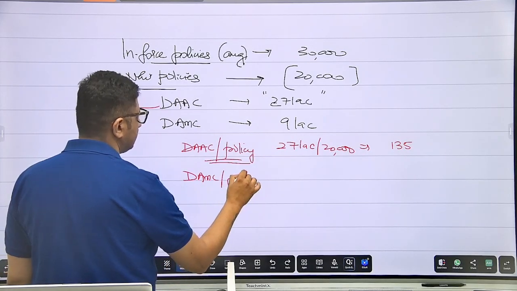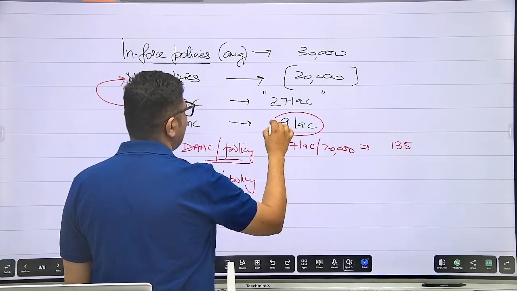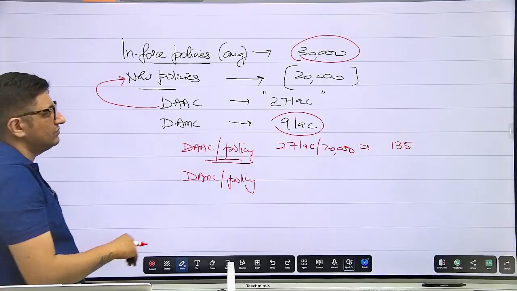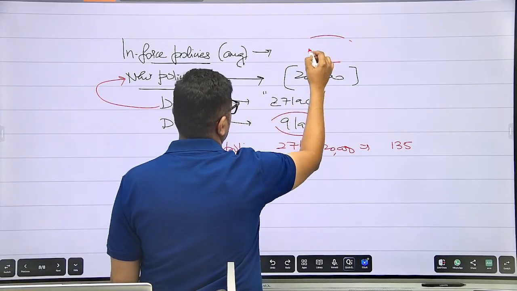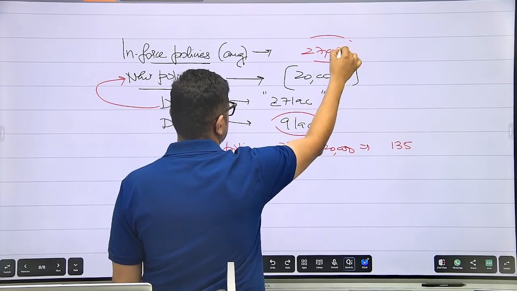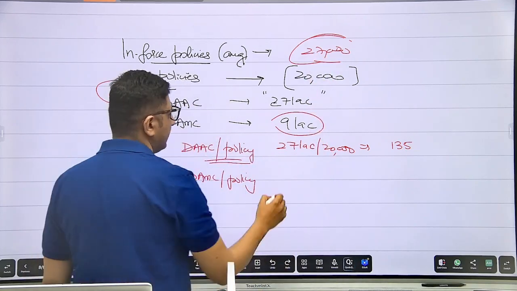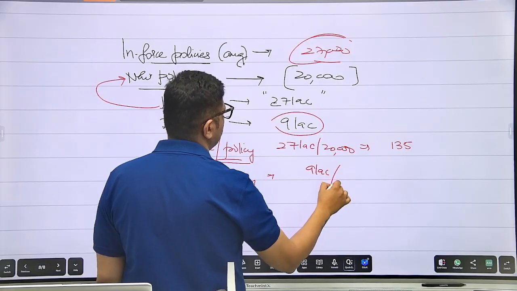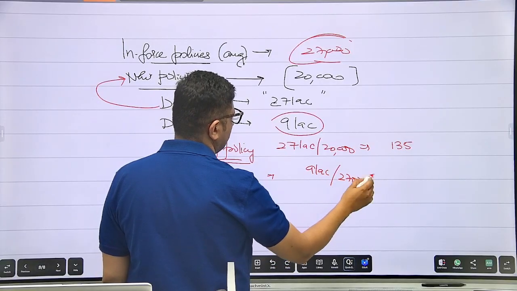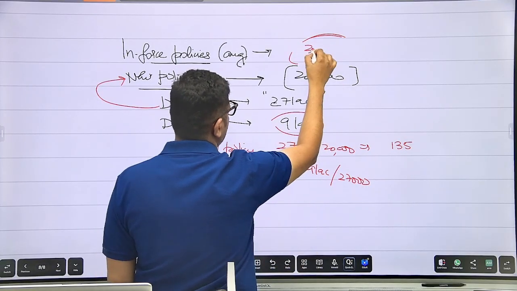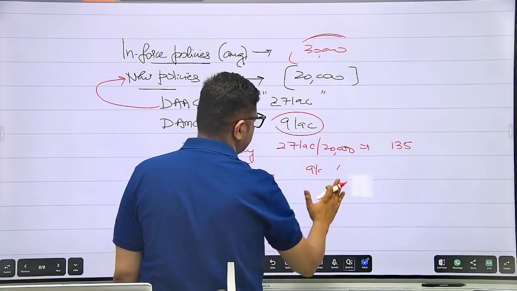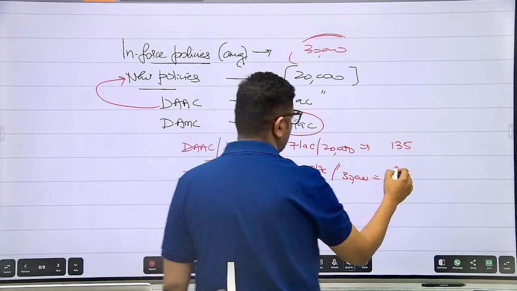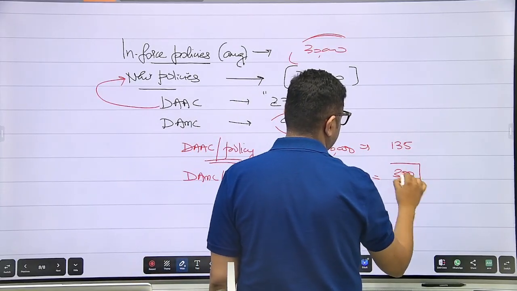And then my DAMC per policy is purely about maintaining my in-force policies there. Let's do a number of 27, so that it's again divisible. That's the only reason I would want to do that. So you're looking at again 9 lakh divided by, so again not divisible. I think we'll keep it for 30,000 only. So 9 lakh divided by 30,000, you're talking about 300 here.